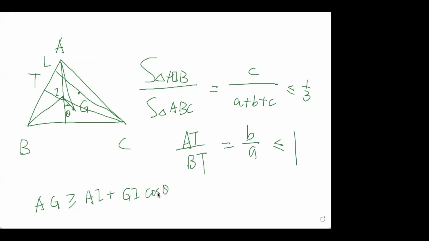And similarly, you can get inequalities related to BG and CG. Like BG is bigger than or equal to BI minus GI times cosine of 90 degrees minus C over 2. Oh, oops, plus C over 2 minus theta. And CG is bigger than or equal to CI minus GI cosine of A plus C over 2 minus theta. Well, I think I need to write this down.